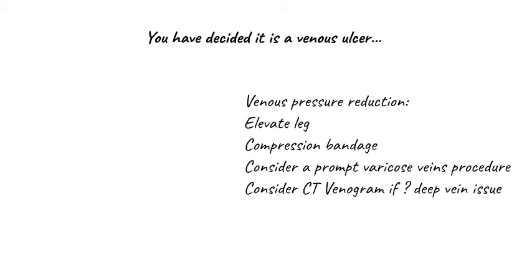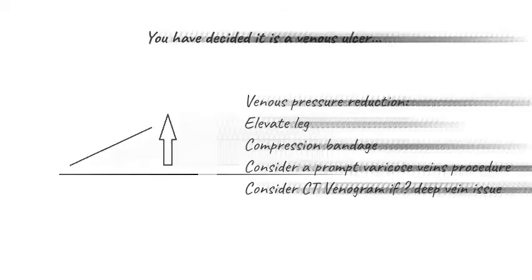This compresses the overlying varicose veins and reduces the venous pressure. You have to explain very clearly to the patient that the bandage has to be tight to do its job. Otherwise, they have a tendency to bounce back having removed the bandage because it's too tight. There is good evidence that a prompt local anesthetic venous ablation procedure for varicose veins will significantly speed up the healing of venous ulcers. And if you have reason to suspect a deep vein issue, it's worth considering a CT venogram.